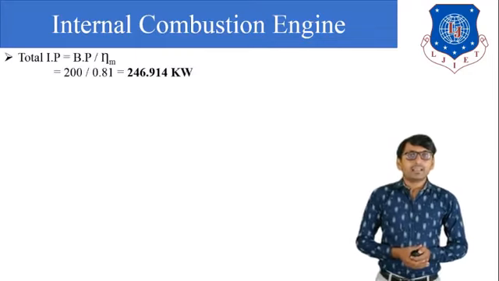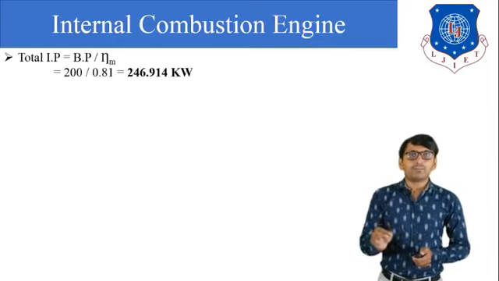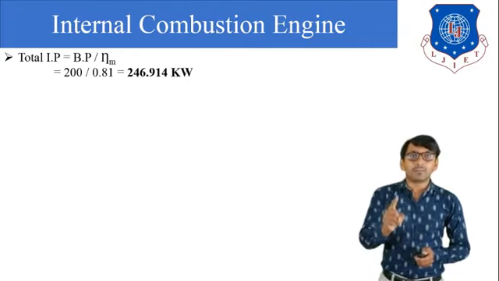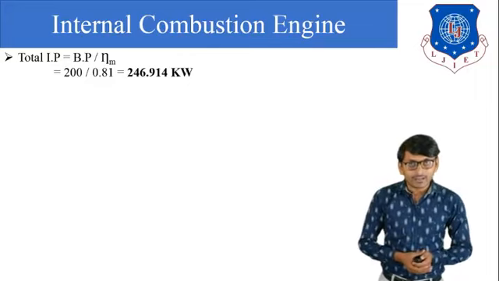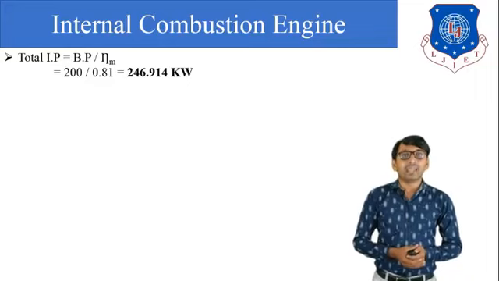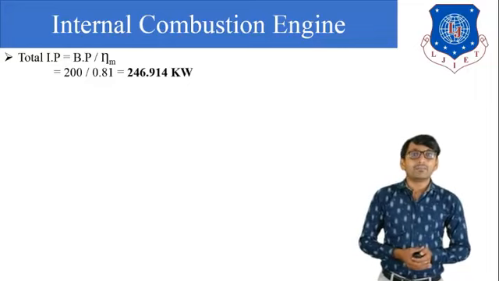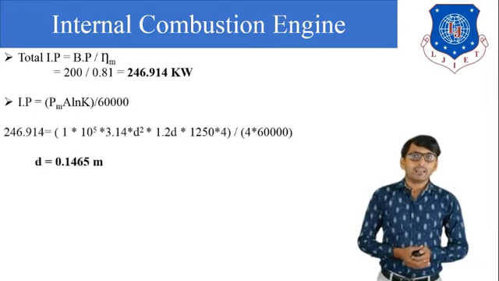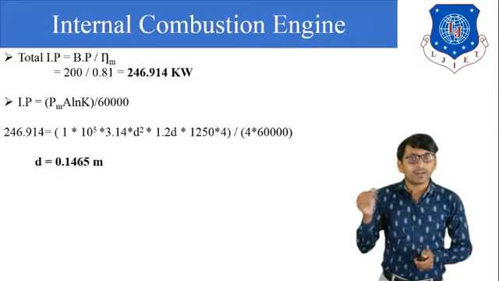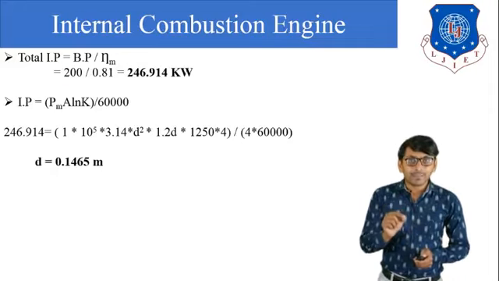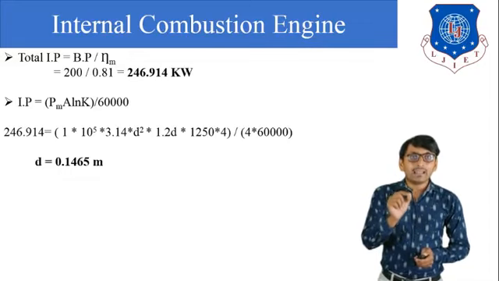So total indicated power is equal to brake power divided by mechanical efficiency, because mechanical efficiency is equal to brake power divided by indicated power. So by this formula we get this one. So by putting value of brake power and mechanical efficiency, we get total indicated power to be 246.914 kilowatt. Then we know formula of indicated power from example number 1, that is PM A L N divided by 60,000.